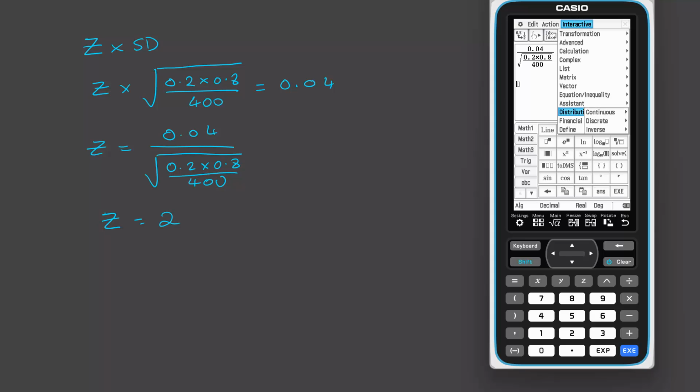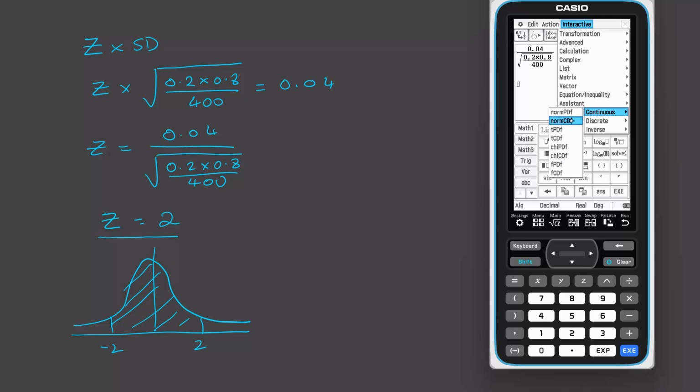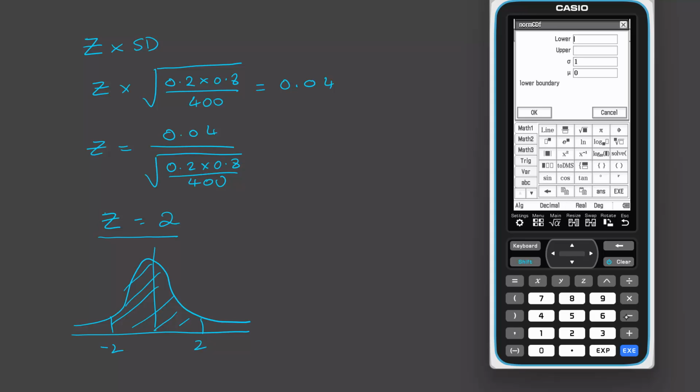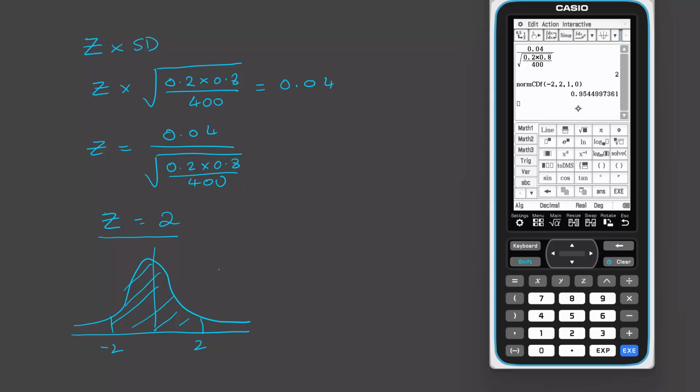Then remember the sampling distribution here is normal. And if we're talking about Z, we're talking about standard normal. So what we're looking at is this region here. So we can do a normal CDF going from -2 to 2, parameters for standard normal already in there. And so what we're saying is that it's 95.45%.